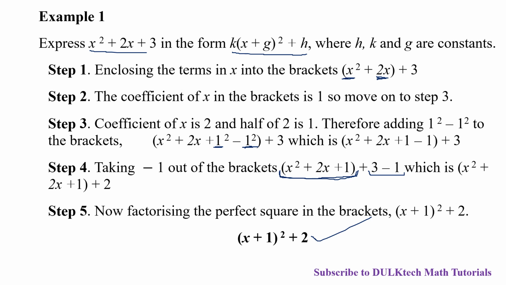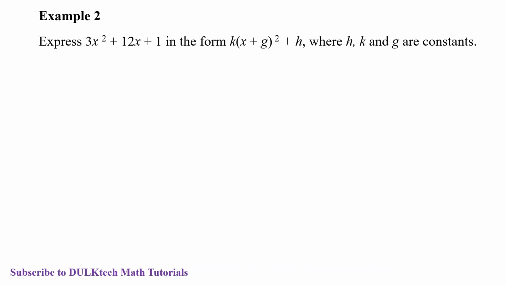Right, let's move on to our second example. In this example, we won't be stating the steps as we did in our first example. So in this case, we are going to enclose these two terms in x into the brackets like this. Then the next step is to make sure that the coefficient of x squared is 1. So let's factorize. Let's take out this 3. It's now 3 factor of x squared plus 4x, then plus 1.